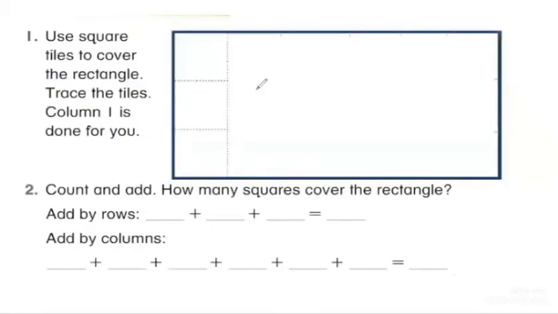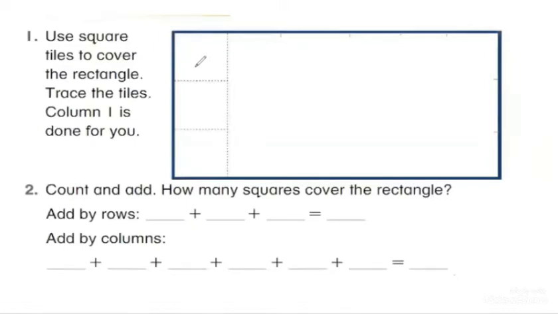Now open your book page 884 and start to solve number 1. Read with me. Use square tiles to cover the rectangle. Trace the tiles. Column 1 is done for you. Teacher, I don't know how many columns, but I know how many rows. How? Count. We said the sleeping line is a row.